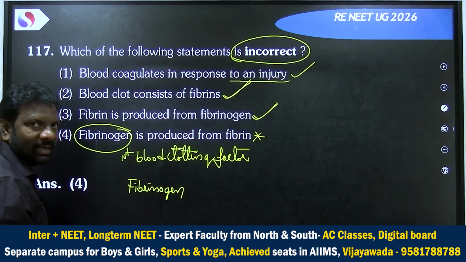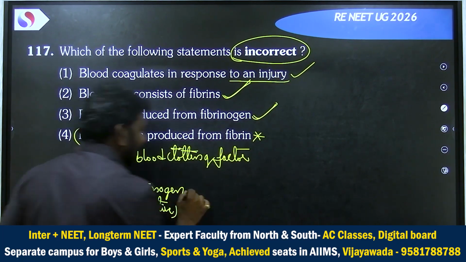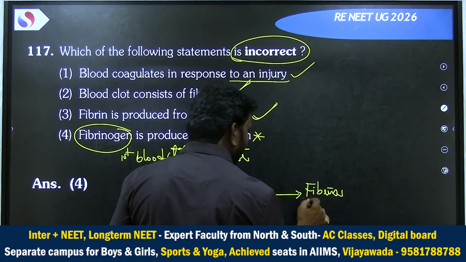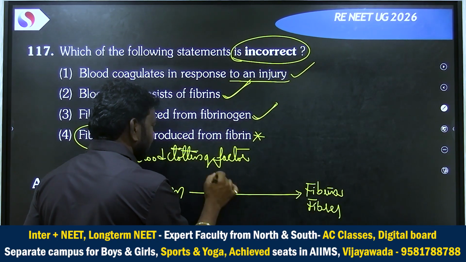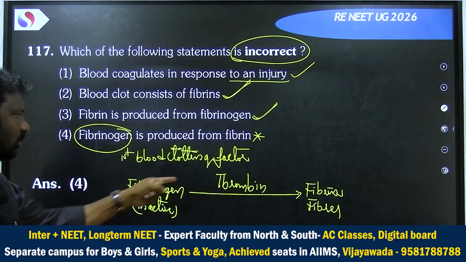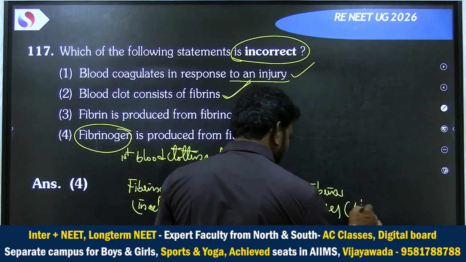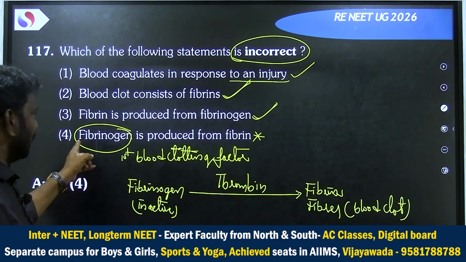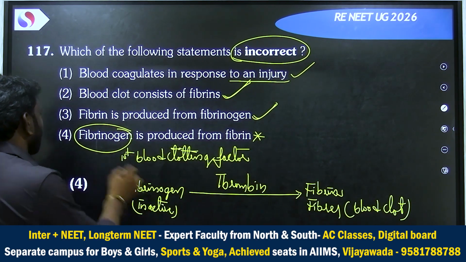So fibrinogen is a blood clotting factor. It is inactive. This inactive one is converted into fibrin. Fibrin fibers are converted by the enzyme whose name is thrombin. Thrombin is most essential for conversion of fibrinogen into fibrins. This is nothing but a blood clot. Here they are asking fibrinogen is produced from the fibrin. It never happened. So that's why the wrong answer is the fourth one.